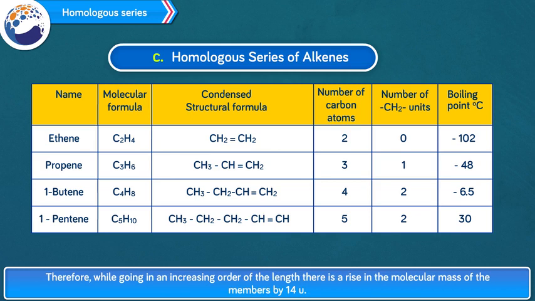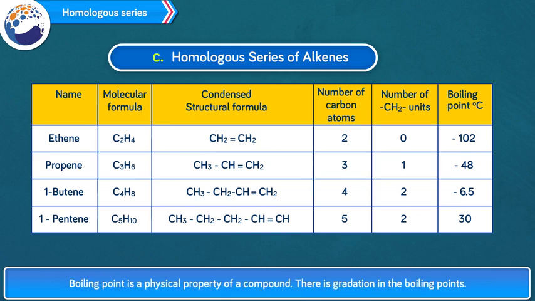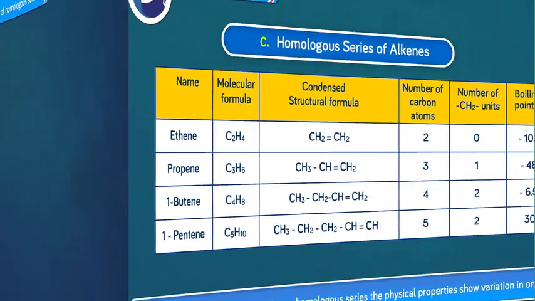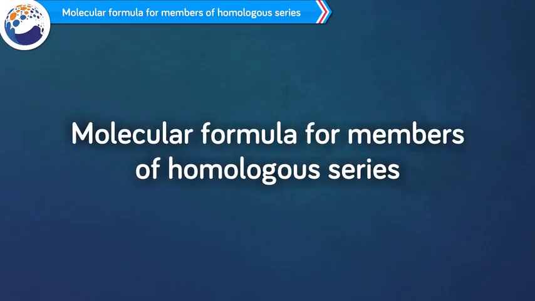Molecular mass increases by 14 units. Number of carbon atoms increases by 1. 2. Chemical properties of members of a homologous series show similarity. 3. All the members of a homologous series can be represented by the same general molecular formula.